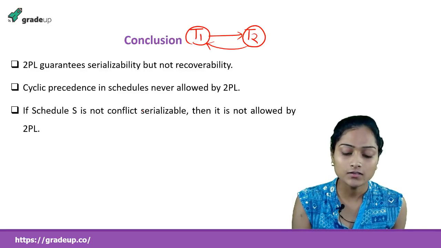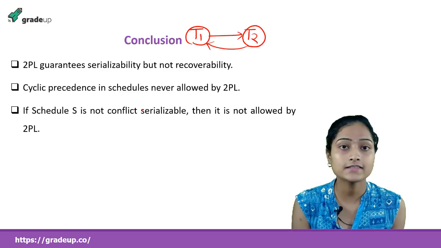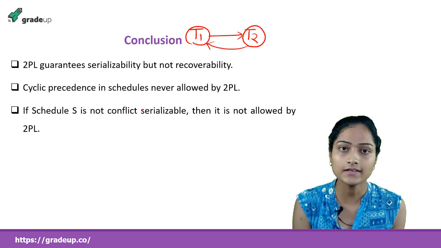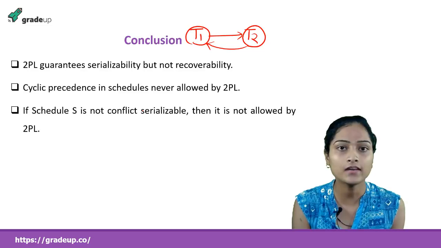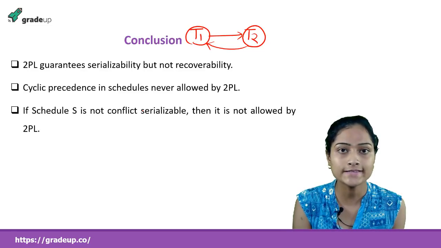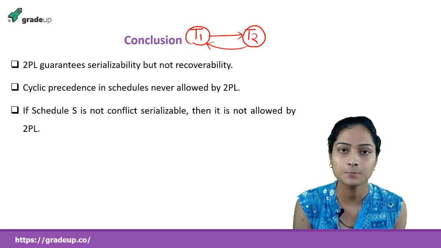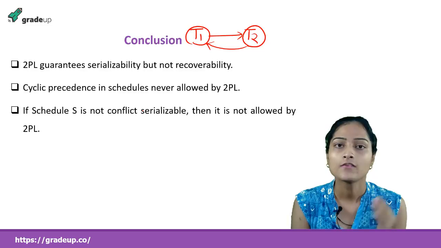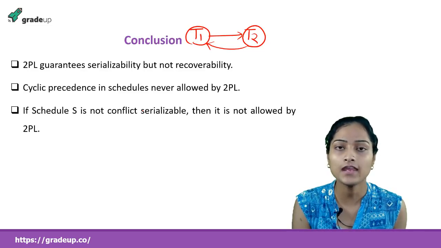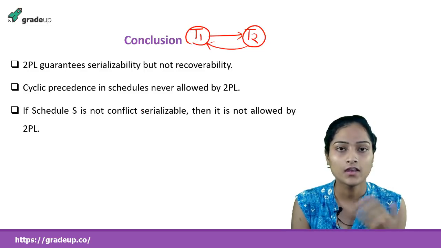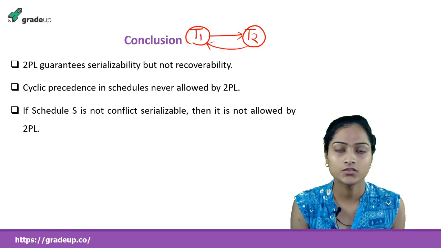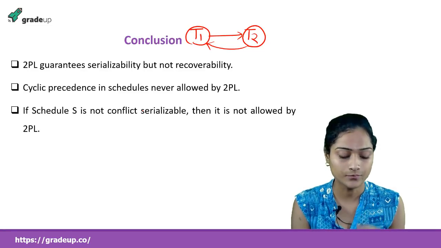So guys, for the correctness of our database system, we need recoverability too. So we have to make some updates in our two-phase protocol. The update made to the two-phase protocol is strict two-phase protocol, which guarantees serializability and recoverability of our particular schedule and transaction system.